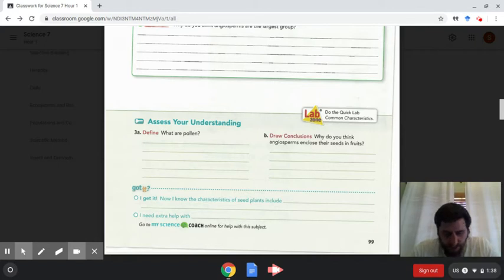Why do you think angiosperms enclose their seeds in fruit? Well, the seeds are better protected in fruit and are more likely to survive. And if you think about it, some fruits and vegetables don't taste very good, and some of them had to be selectively bred by humans in order to taste better, be bigger, more delicious, all those things. So some of them are just out there for protection.